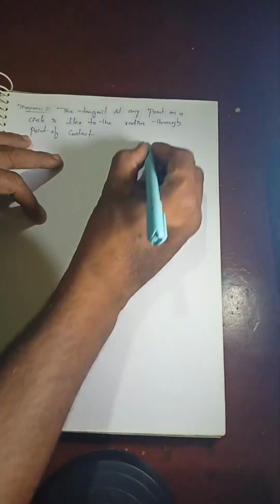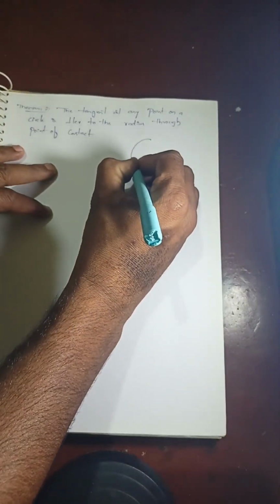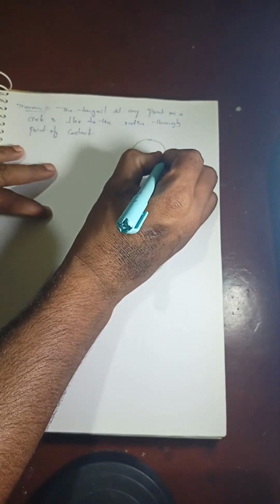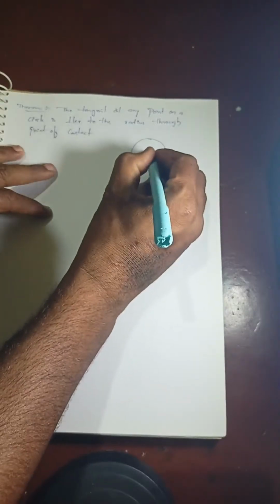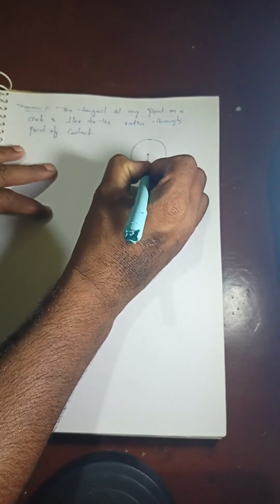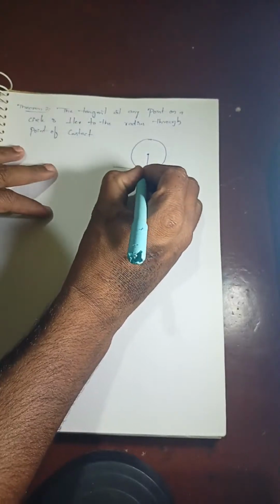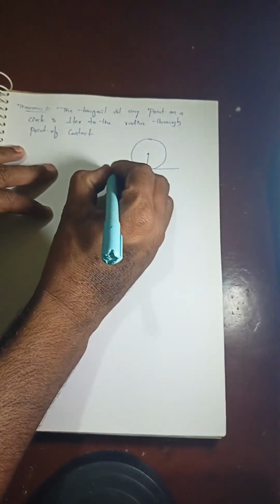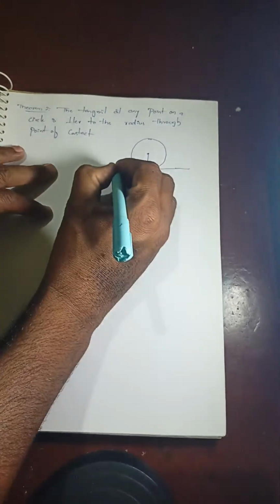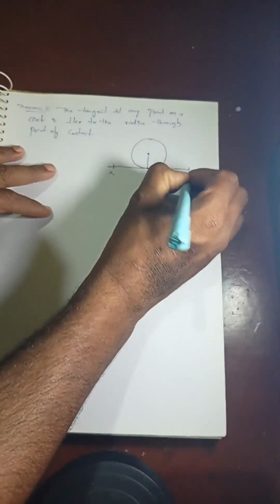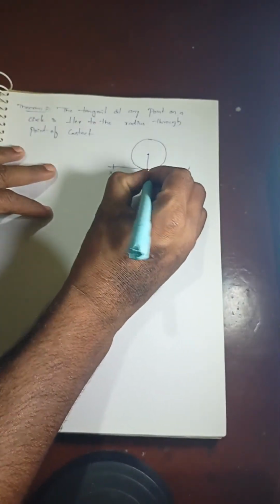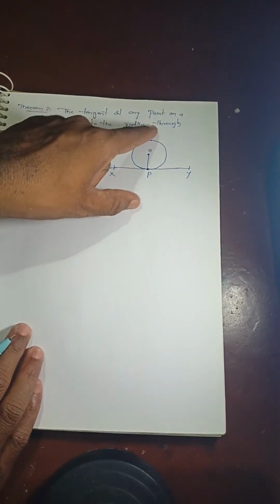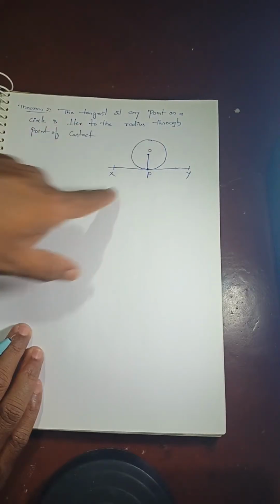Very simple. See, this is the circle and this is the radius. This is called the tangent, so the tangent line we are taking as XY. The center point we are taking as O and the point of contact as P. Now see, the tangent at any point on a circle is perpendicular to the radius through the point of contact.